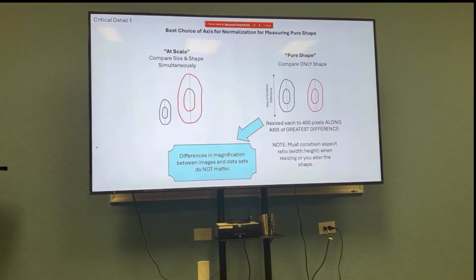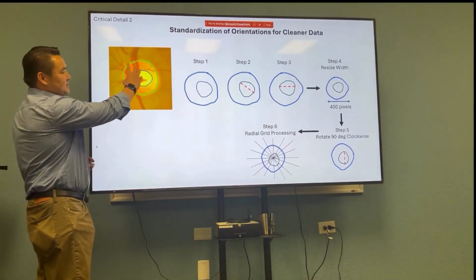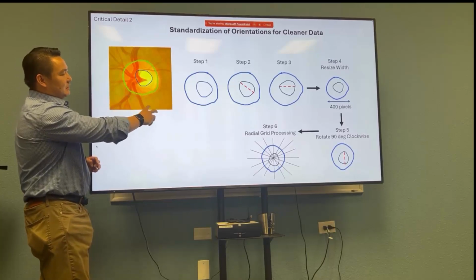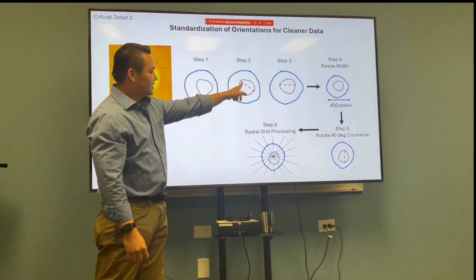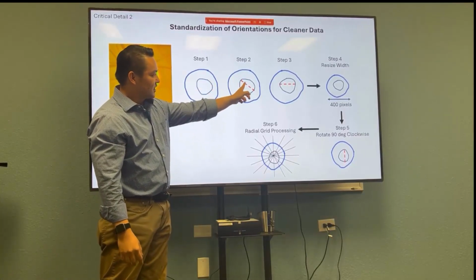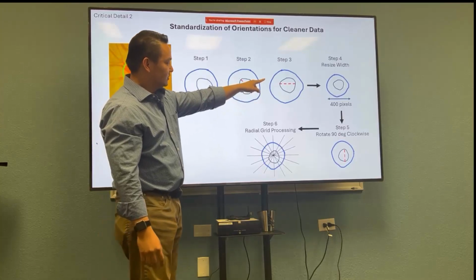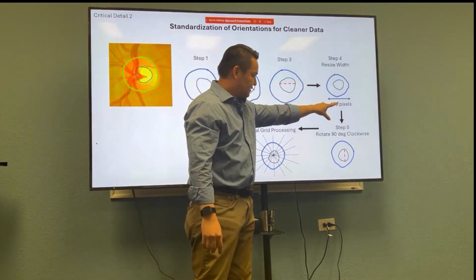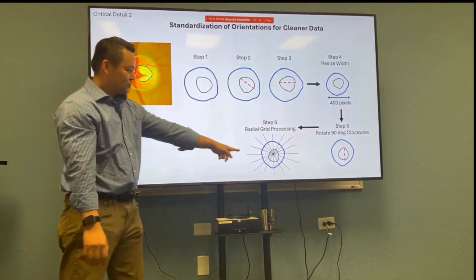Okay. All right, and another crucial detail is that, so this is the cup and disc, we outlined it, but before we measure it, what we do is we standardize orientation. We find the longest length of the inner disc, which is the cup, and we make sure that one is horizontal before we resize it, and then we just do a vertical rotation, and then we measure the radio grid processing.